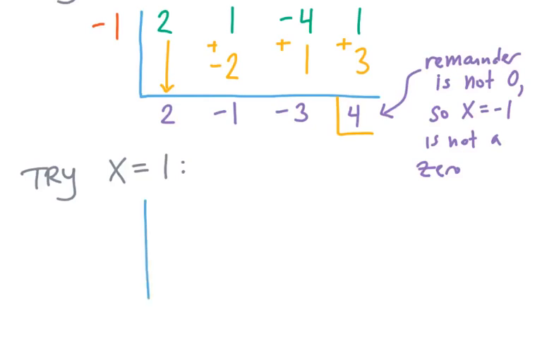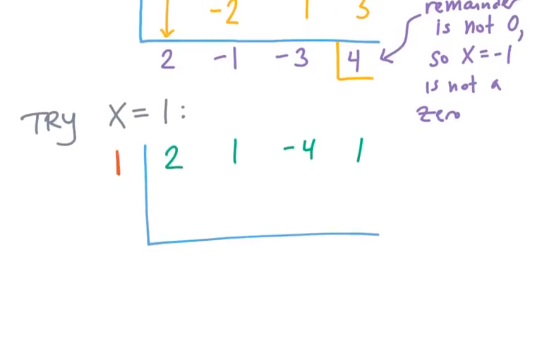So we're going to place the 2, 1, -4, 1. This time we're using +1. And we'll just show that process again. So drop the first number, multiply that result by the 1 out front. That gives us 2. Add down that column to get 3.